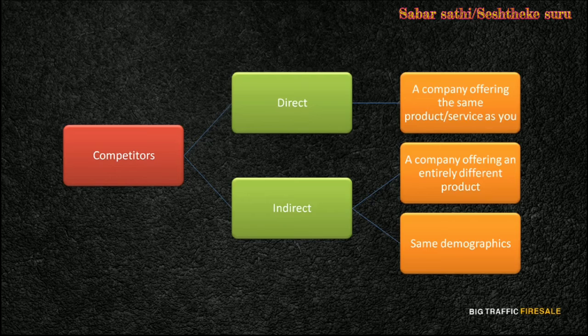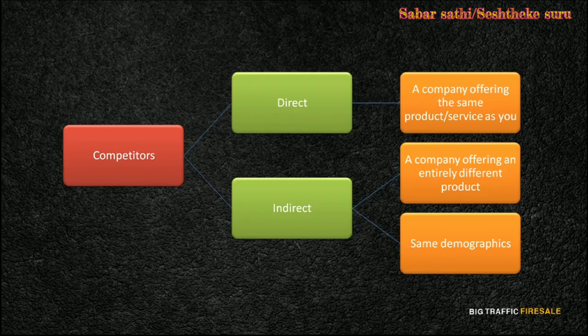There are 2 types of competitors. 1, your direct competitors. 2, your indirect competitors. First, let's understand the direct competitor. Your direct competitor is defined as the company offering the same product or service as you are. For instance, if you're selling health supplements, you notice that Company A is also selling health supplements.